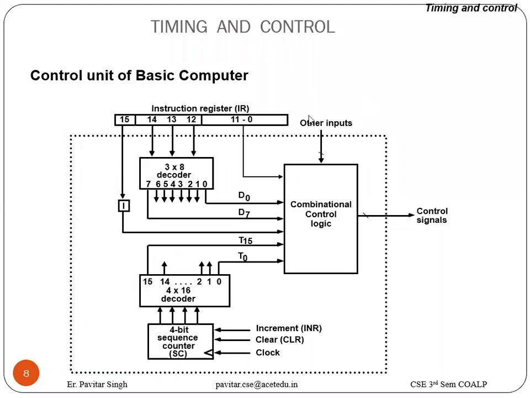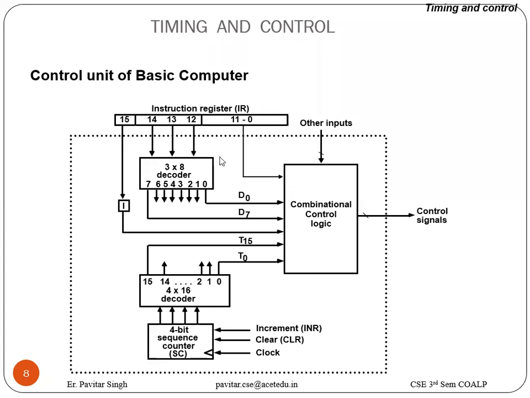This is the basic diagram for the hardwired control unit, in which we have used two decoders: a 3 into 8 decoder and a 4 into 16 decoder. Then there is the IR, meaning instruction register, some logic gates called combinational control logic, and a sequence counter. So we have used a total of 4 components. I'm repeating again: it consists of 2 decoders, a sequence counter, and a number of control logic gates.